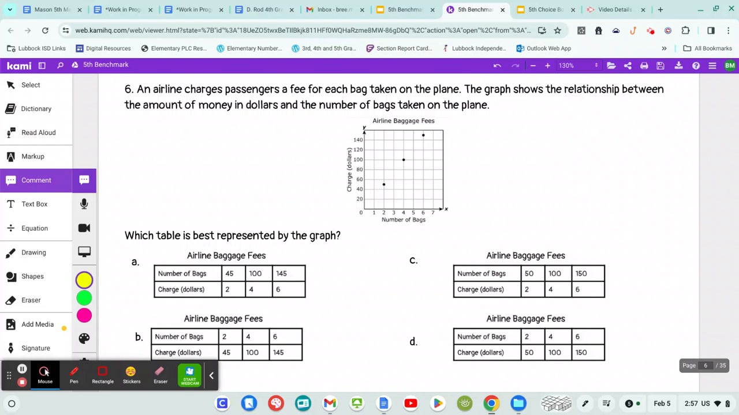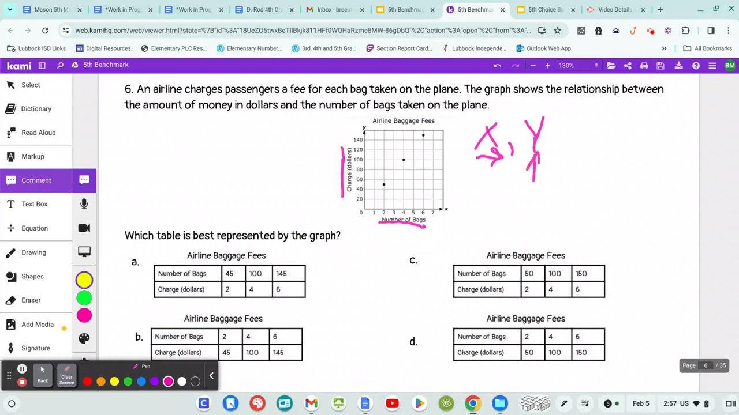So, what you need to do on this problem is first, write down your ordered pairs that are on the graph here. We have number of bags on our x-axis, and on our y-axis we have the amount of dollars that it costs to check that bag. I think that's what it said. So our first dot here, remember our x goes over and our y goes up.